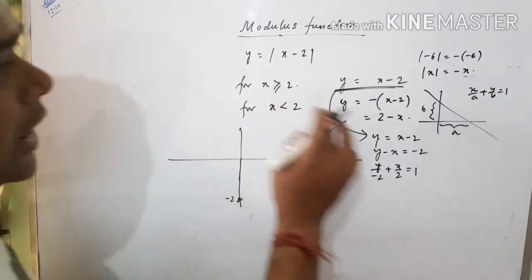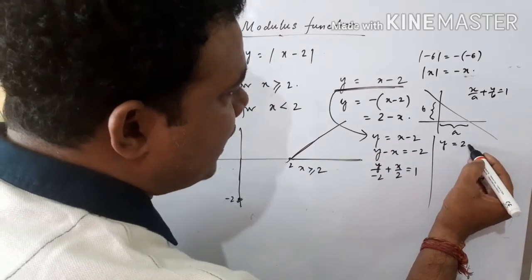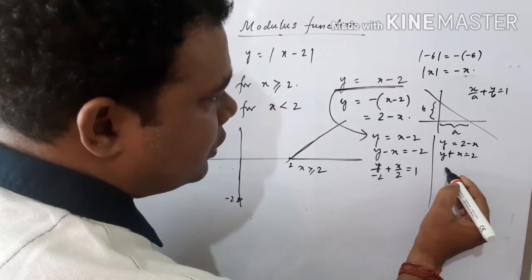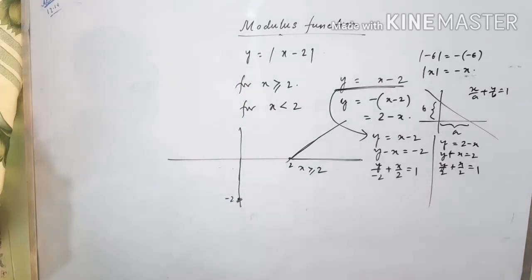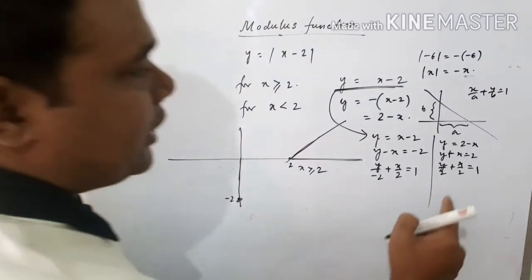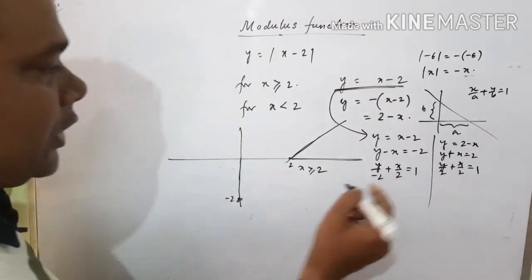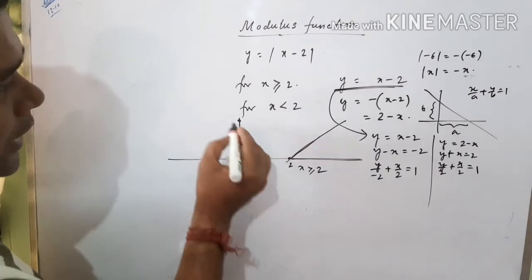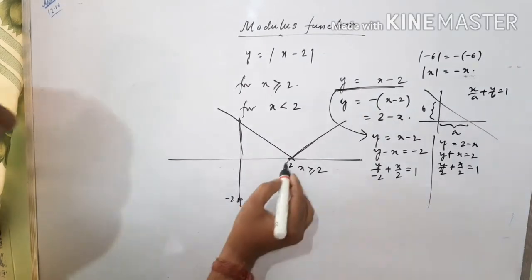Now see the other part of the function I am drawing here. y equals 2 minus x. That means y plus x equals 2, that is y by 2 plus x by 2 equals 1. So this is the line which meets the x-axis at a distance 2 units from the origin, and the y-axis at a distance plus 2 units from the origin. Here is the point 2 and here is the point y equals 2. So the graph is like this.